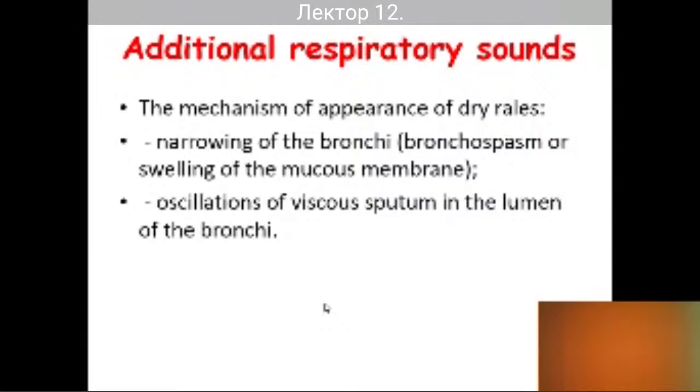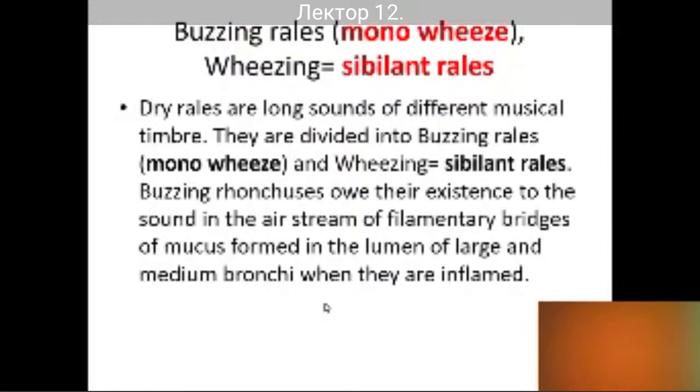Mechanism of appearance of dry rales: first, narrowing of bronchi, bronchospasm, or swelling of the mucous membrane; second, oscillation of viscous sputum in the lumen of bronchi. Classification of dry rales. Dry rales are long sounds of different musical timbre. They are divided into buzzing rales, which are called sonorous, and sibilant, wheezing rales.